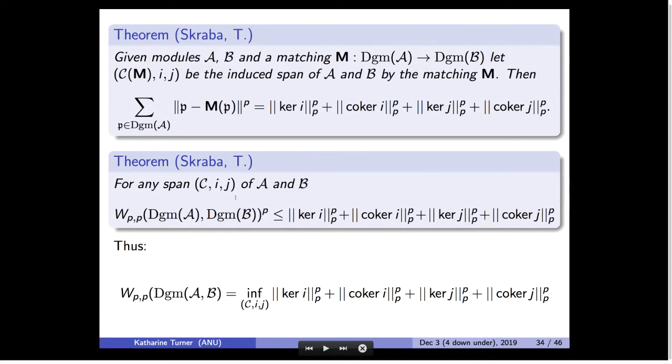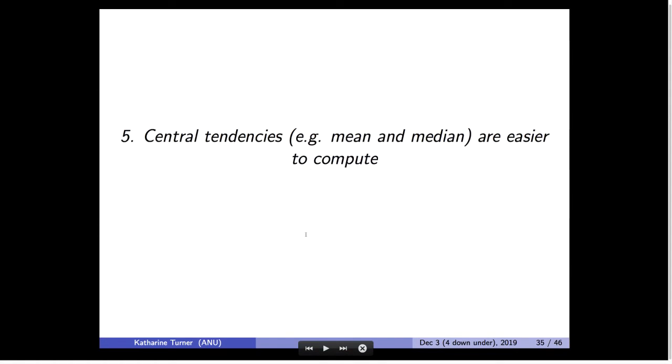And when you combine these together, it tells you exactly, whoops, there's a bracket missing, that the Wasserstein distance between the two diagrams of the persistence modules is exactly the infimum over all spans of these sums of kernels and co-kernels, p norms. Oh, there should be a p power. Wow, this formula did not work for me. There we go. It is the minimum of the spans. All right, let's go to the next page before anyone sees it too much.